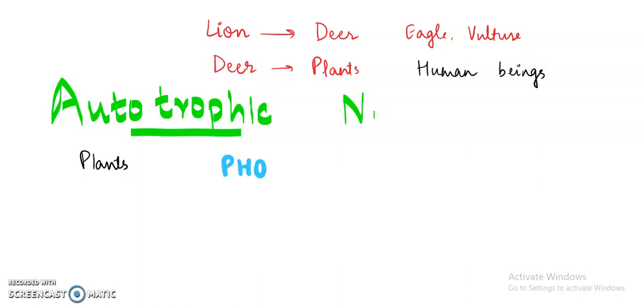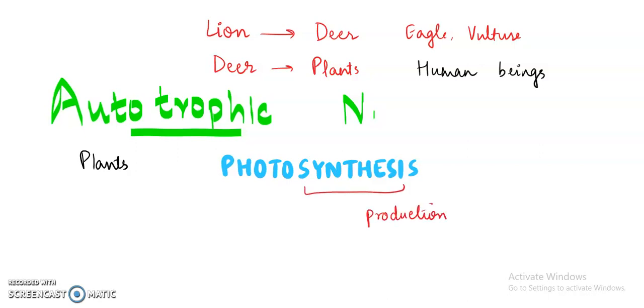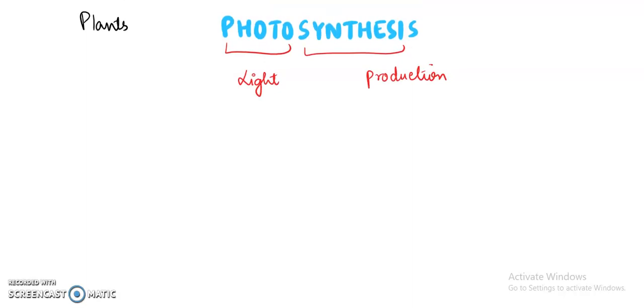Because plants carry out a very important process which is known as photosynthesis. Synthesis means production and photo means with the help of light, right? So whenever production of food is happening in the presence of light, it is known as photosynthesis. This photosynthesis is done by the plants. Now, how is photosynthesis being done?